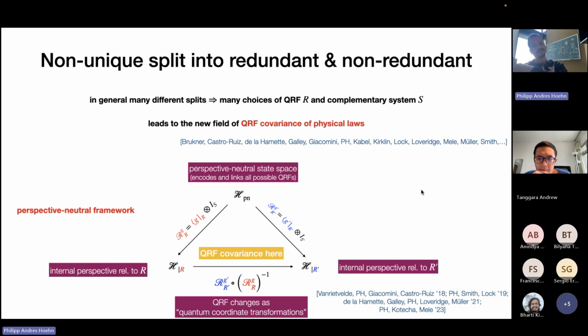That really has something to do with the reference frame covariance that I'm not going to discuss further, but I just wanted to explain what the origin is.